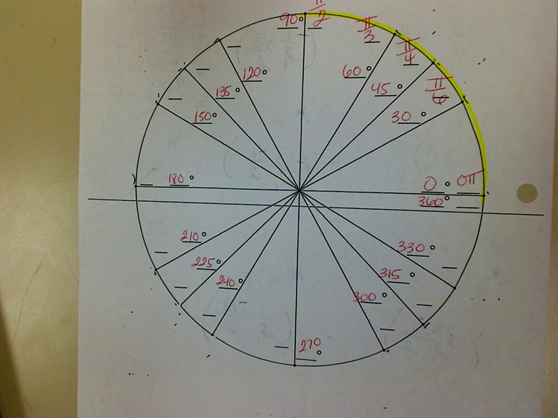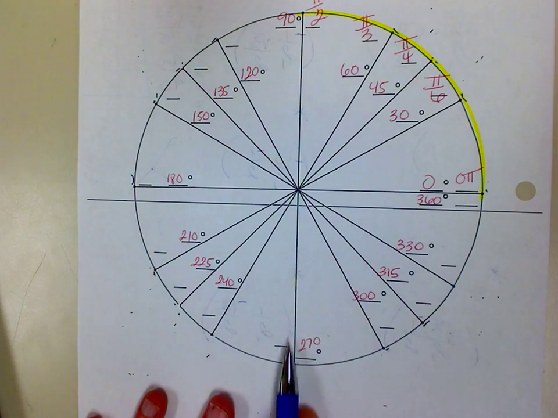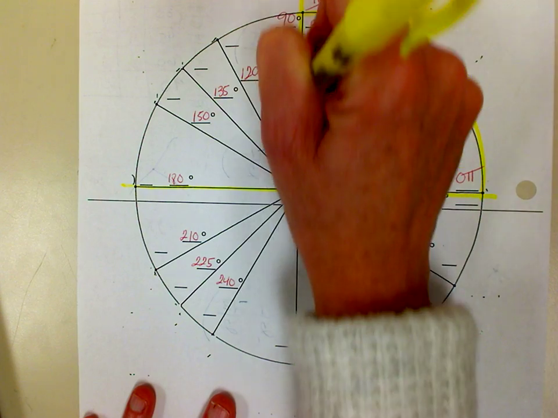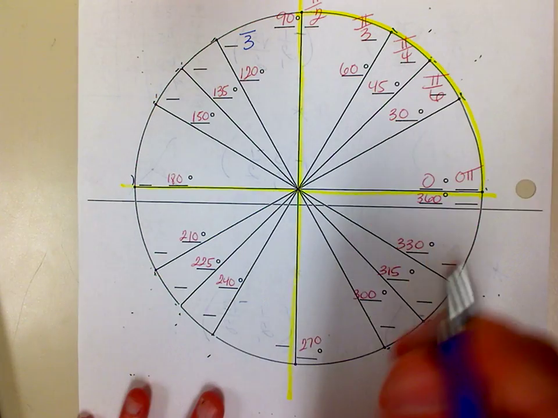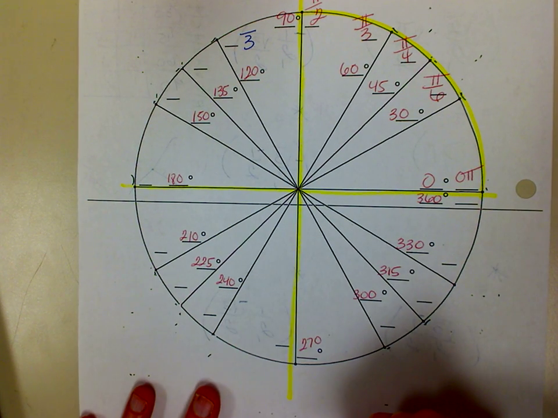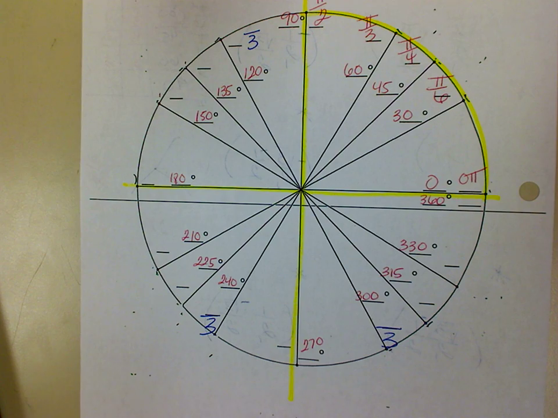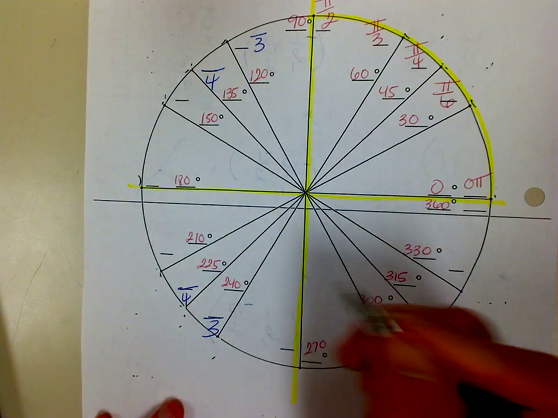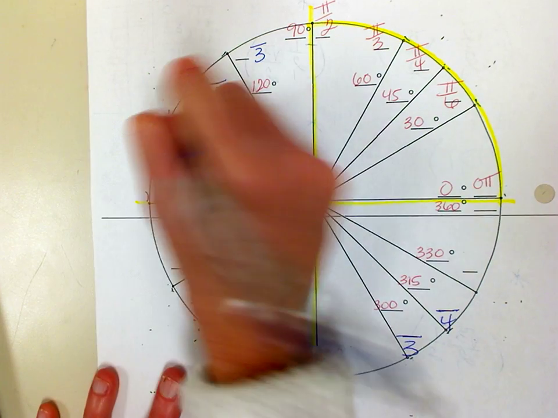Okay, now let's go through and do all the radians. And again, there's patterns. The ones that are closest to the y-axis, those are all going to have a denominator of 3. So this is pi over 3. This one's pi over 3, and this one's pi over 3. The ones in the middle are going to be pi over 4. And the ones closest to the x-axis are going to be pi over 6.